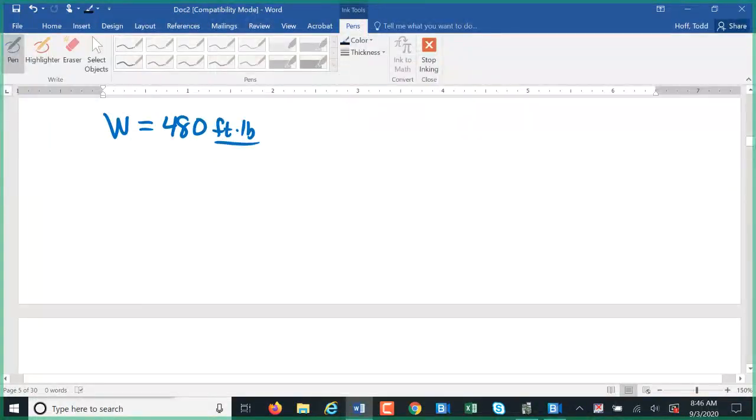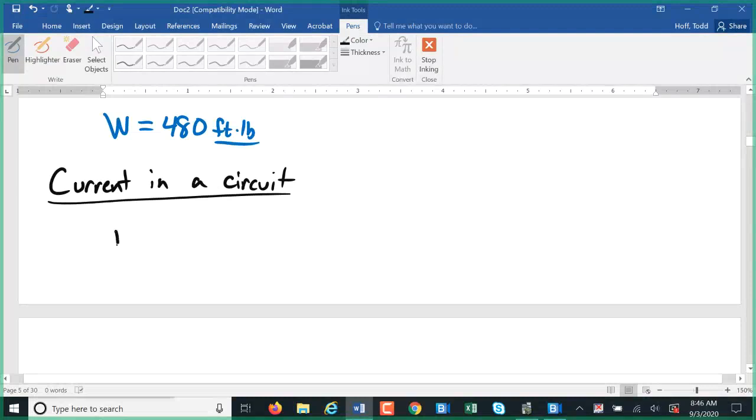Now we might run into a formula for current in a circuit. The formula for current, we use I for current. The reason we use I for current is C is used for a lot of other things. We have C for capacitance. I can't think of the others right now, but there's a couple others that we use C for. So we use I for current. Current is equal to voltage divided by resistance.